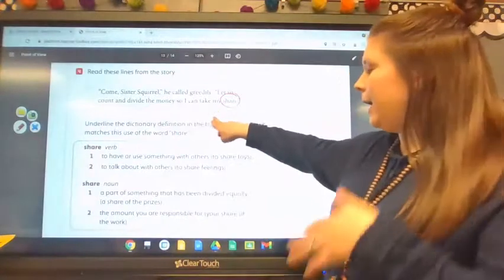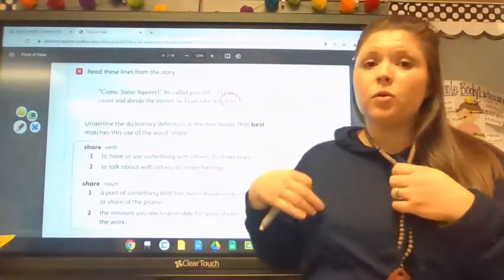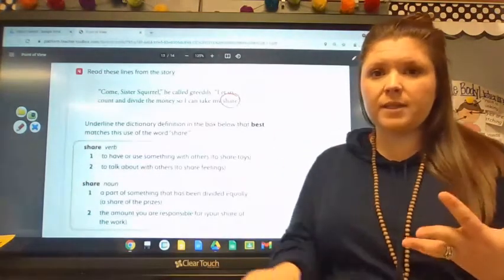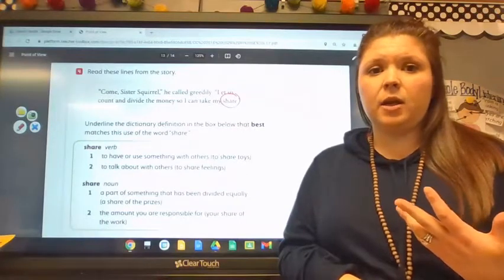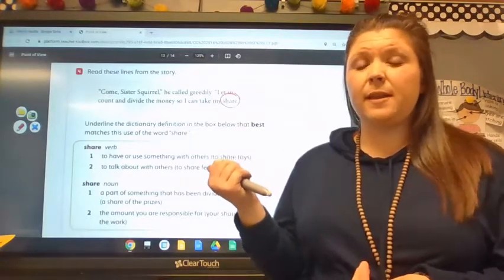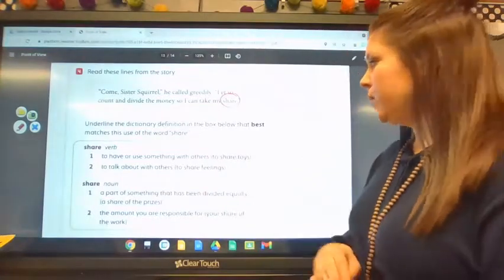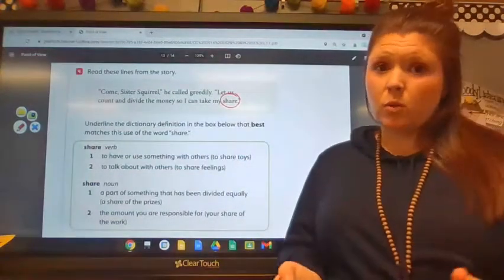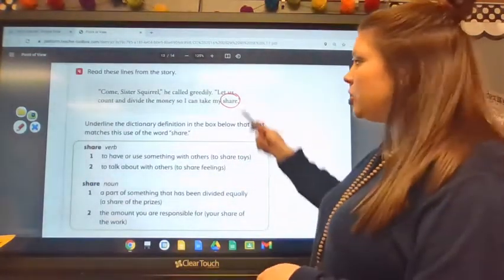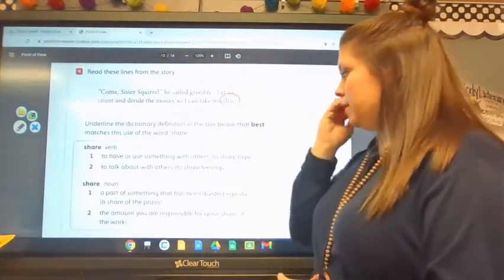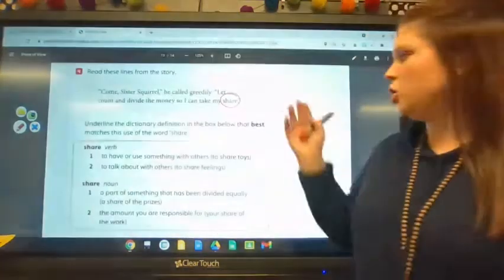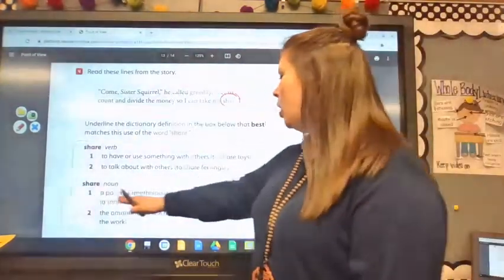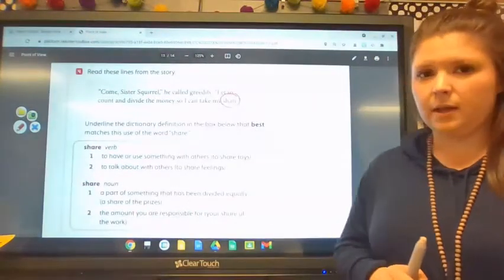Come so I can take my share. So remember in the story, the squirrel has done all the work. Planted, harvested, and now has the money. Crow didn't do anything, but now wants some of the money. So does share mean in this sentence to have or use something with others, like to share toys? That's not the share that's being talked about here. To talk about with others, are they sharing their feelings or talking about the share? No. A part of something that has been divided equally.